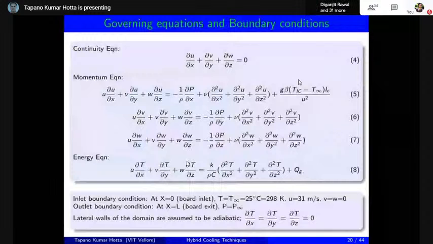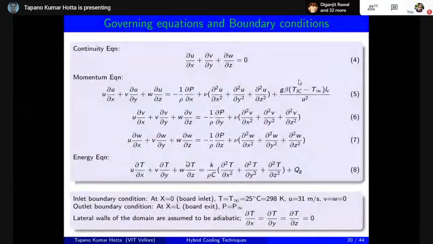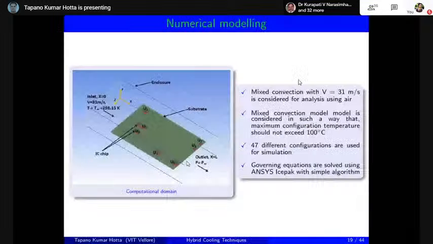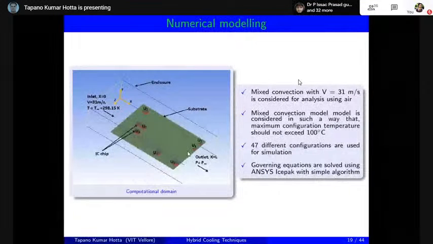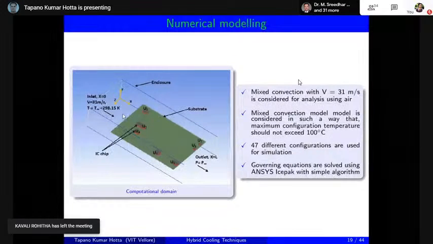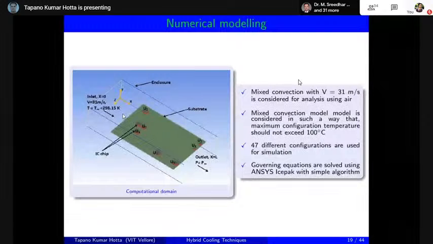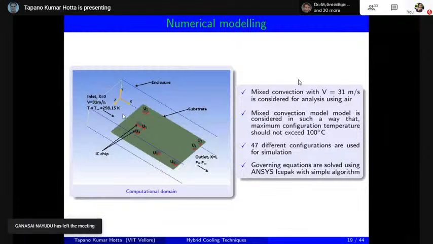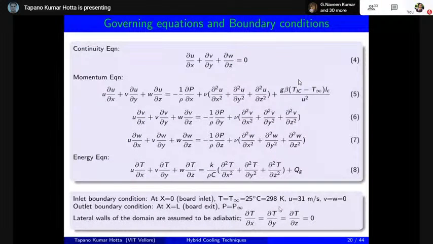But apart from that, just to simulate the results from the experiment, all the other sides have to be insulated. Here the chips are mounted only on the top of the plate, and there is a flow taking place along the x equal to 0 part. So all other sides need to be insulated. Then only you are going to get the proper result. So the insulated boundary conditions have to be applied: dT/dx, dT/dy, and dT/dz equal to 0.